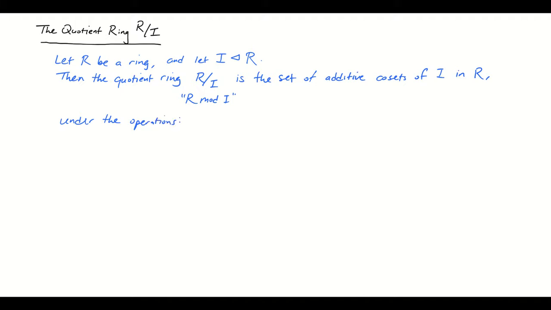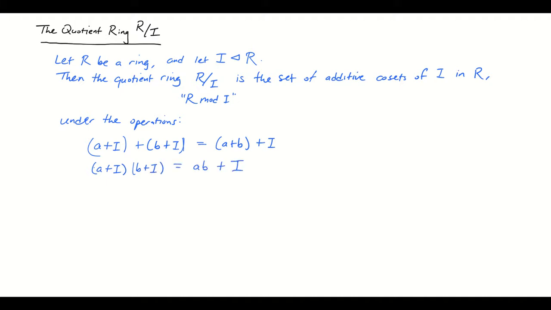And here are the operations. If I have two cosets, A plus I and B plus I, then I define their sum as just A plus B plus I. So I'm adding together two cosets and getting one new coset, and I'm just adding the two coset representatives together. And then the operation of multiplication is defined by A plus I times B plus I equals AB plus I.